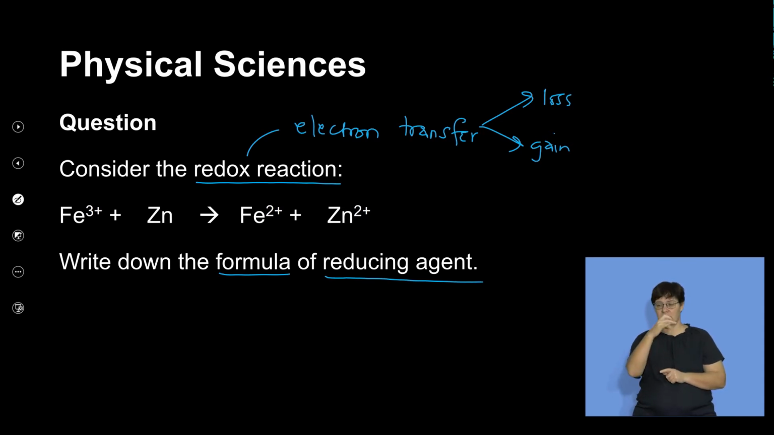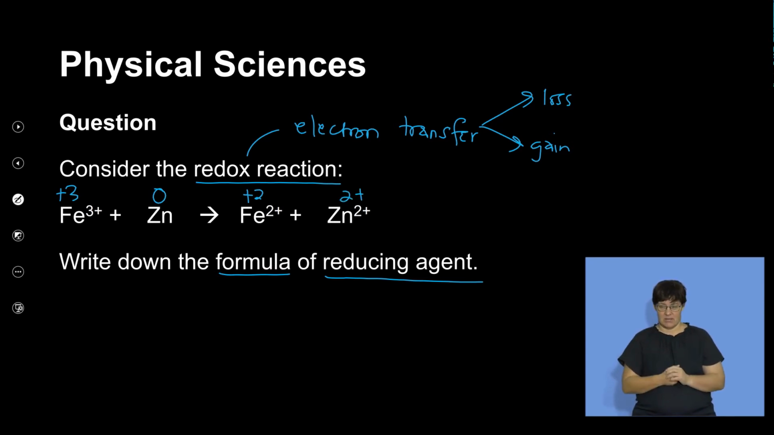First thing first, we need to understand what is the role of a reducing agent in a redox reaction. But by so doing, we need to keep track of the oxidation numbers. So iron 3 is plus 3. Zinc as an atom is 0. This side, the ion is 2 plus, okay? And then zinc is also 2 plus.